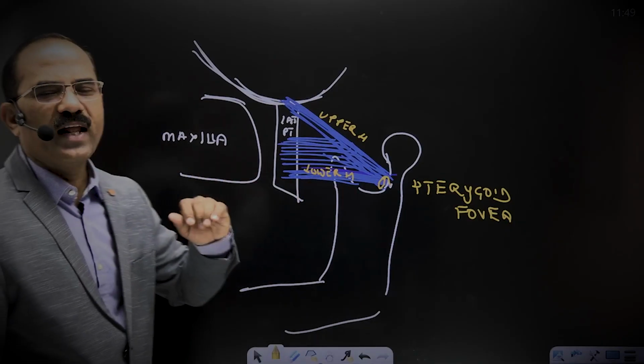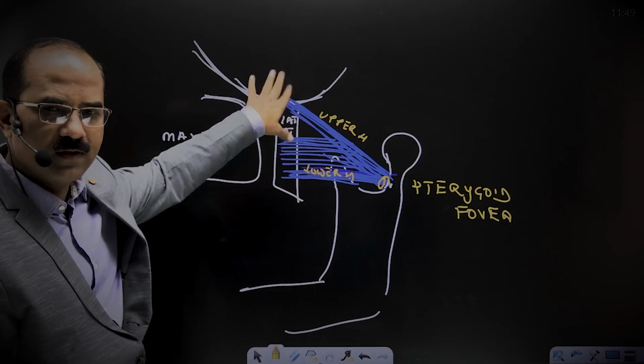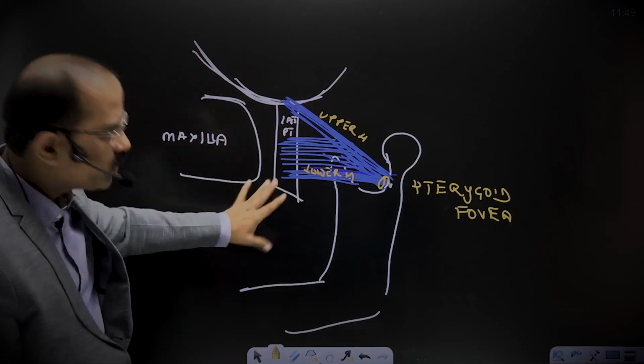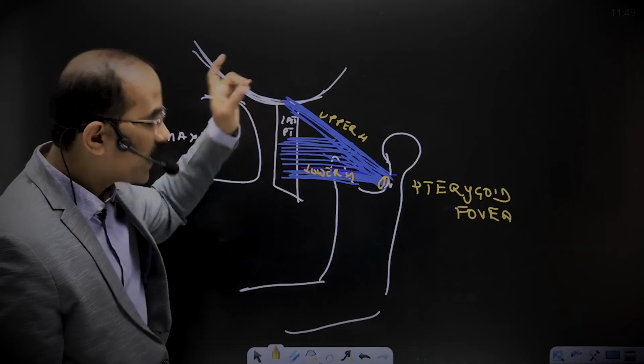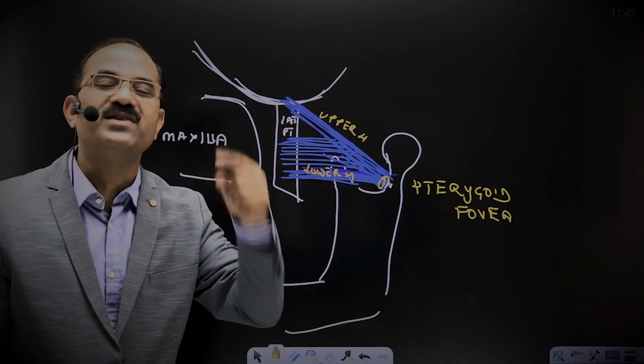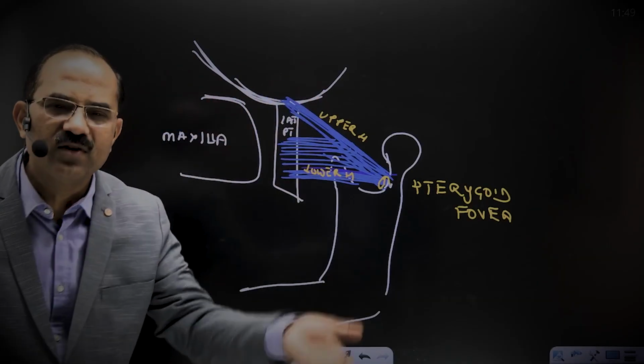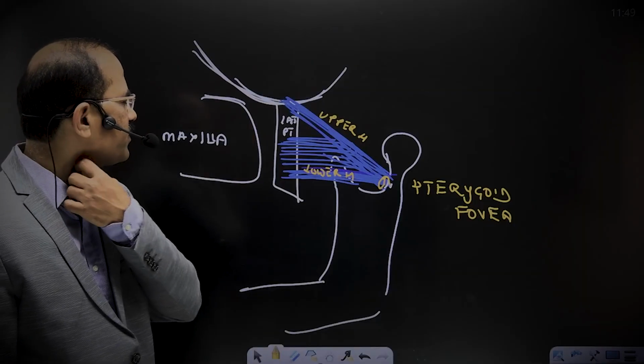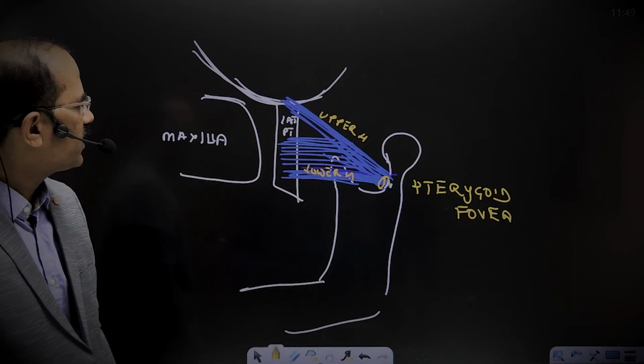The upper head of lateral pterygoid begins from the greater wing of sphenoid. The lower head of lateral pterygoid begins from the lateral aspect of the lateral pterygoid plate. Lateral surface, you say, of the lateral pterygoid plate. That's also fine. Lateral surface of the lateral pterygoid plate. Clear?